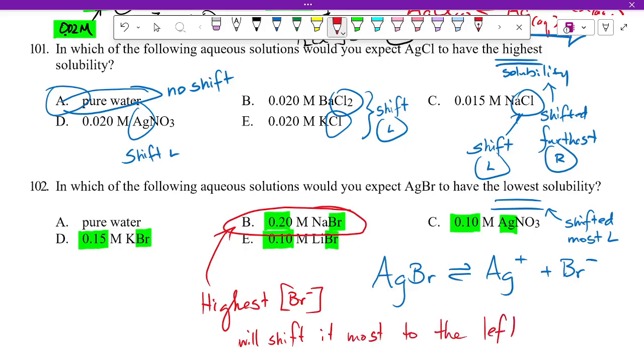By the way, what do we call this effect where we're adding either the Ag or the Br? That's called our common ion effect, where we add an ion in common and it shifts it to the left and it decreases the solubility. That is our common ion effect.